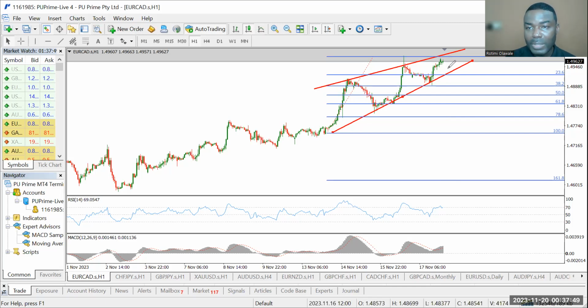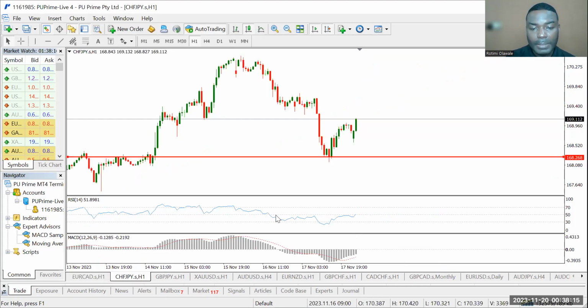And if you want to enter manually, just wait for a new candle to break out below this lower trend line. That's the one for 1-hour entry. Otherwise, just wait for price to break Fibonacci 23.6. And if it's the swing trade you want to take on 4-hour, just wait for a clear breakout below the lower trend line. So I'm bearish biased on EURCAD. Now, the next instrument I want to look at is the CHFJPY.